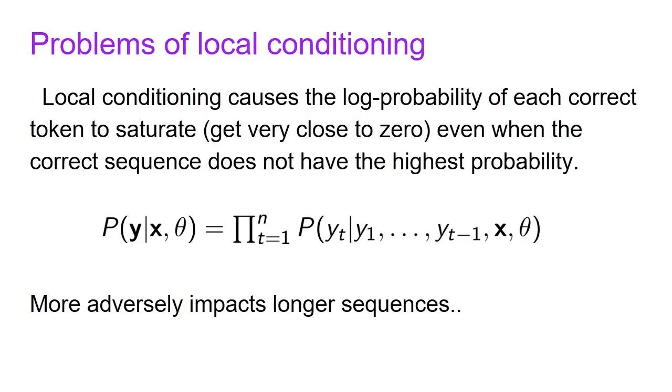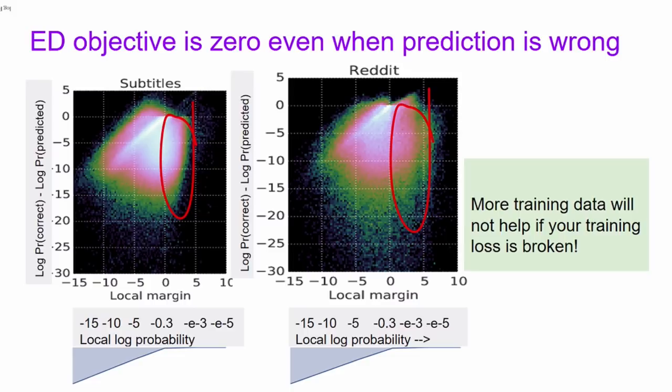The reasons are in one paper which we wrote in EMNLP, but a short summary is that because of local conditioning, when you take the probability of y and break it up into a product of probabilities over various terms, this is the local distribution. This causes the log probability of each correct sequence to saturate. So this log probability saturates even when the correct sequence, which might be longer, has not been separated from the incorrect ones. So we show this in diagram form.